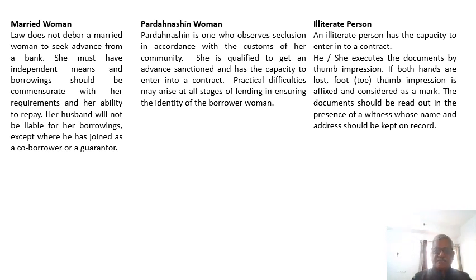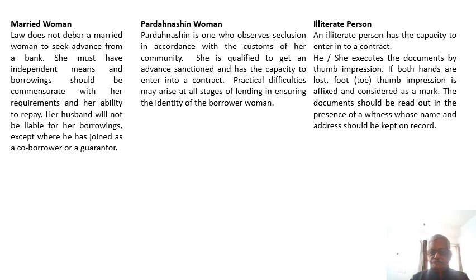Pardhanashin woman. Pardhanashin is one who observes seclusion in accordance with the customs of her community. She is qualified to get an advance sanctioned and has a capacity to enter into a contract. Practical difficulties may arise at all stages of lending in ensuring the identity of the borrower woman.